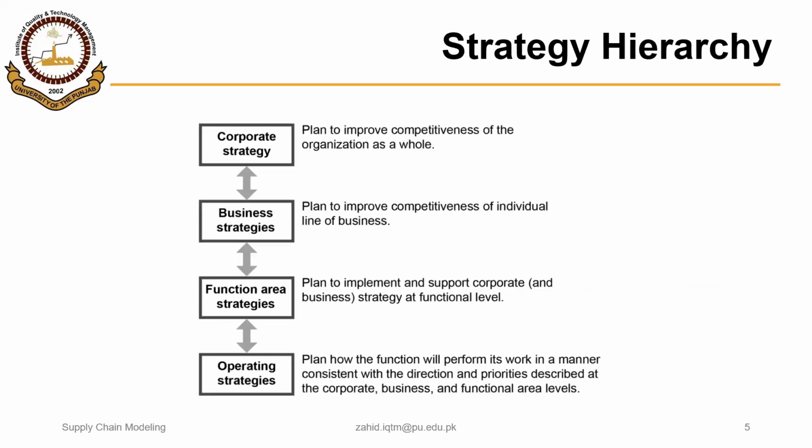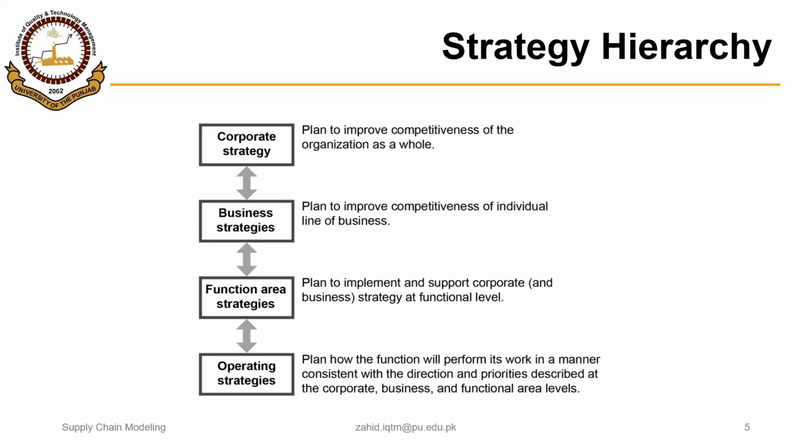So these are the 4 levels of strategy that we have already seen. So first of all, there is a corporate strategy, especially if the organization has different business units. So it has one common corporate strategy that is common for all the businesses that it is in. Then for each business, there is a business strategy. And for each function within a business, there is a function area strategy or functional strategy.